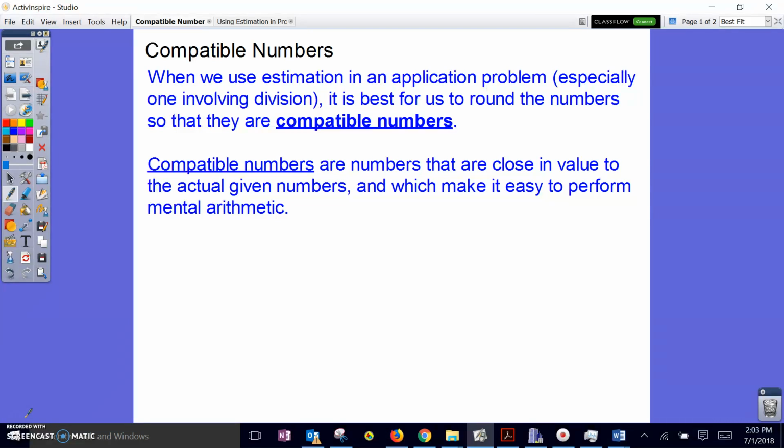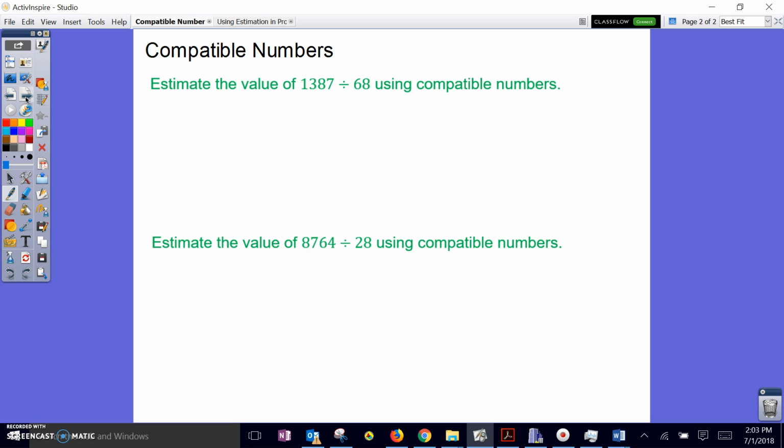And so a lot of times we use these in division problems to get two numbers that we can easily divide, because that's the toughest thing we do in estimation, is divide. And so it's best for us to use these compatible numbers in our division problems. Let's take a look at a couple of quick problems where we might use compatible numbers.